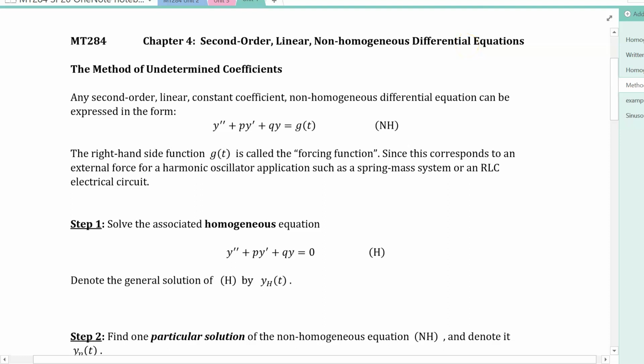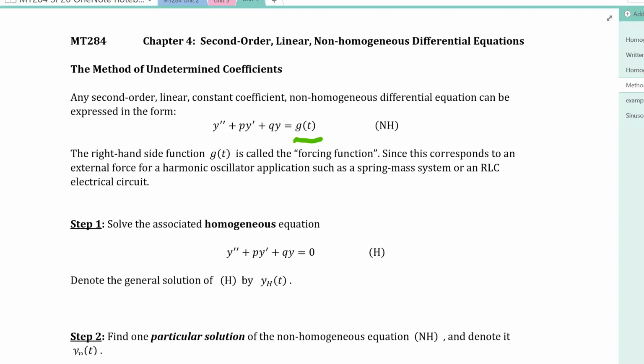Okay, in this next video, we're going to talk about the non-homogeneous case and discuss the method of undetermined coefficients and the steps associated to solving second-order linear constant coefficient non-homogeneous differential equations. Again, what makes them non-homogeneous is what we call the forcing function on the right side here, which I'm underlining in green, g of t.